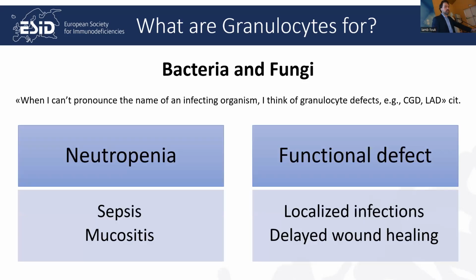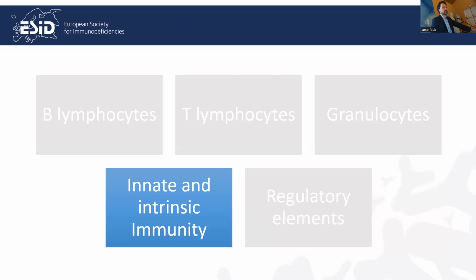But the clinical phenotype can be a little different, whether you're talking about neutropenia, which is mostly risk of sepsis and problems with mucosal integrity, while a functional defect is more likely to cause localized infections and delayed wound healing. So also here, from the phenotype of the patient, we can see what is more like neutropenia versus functional defect.